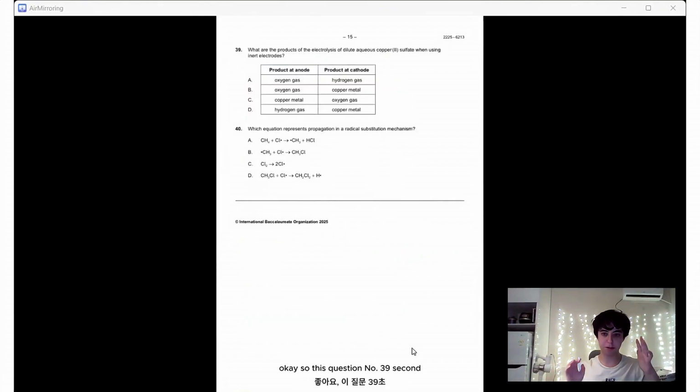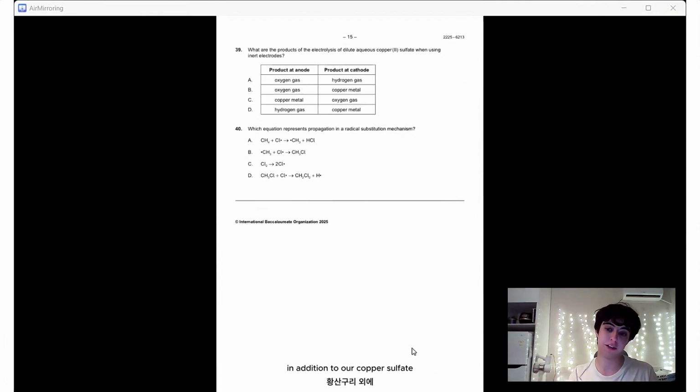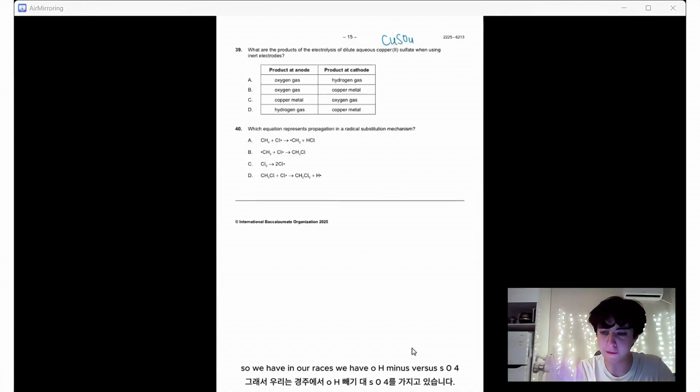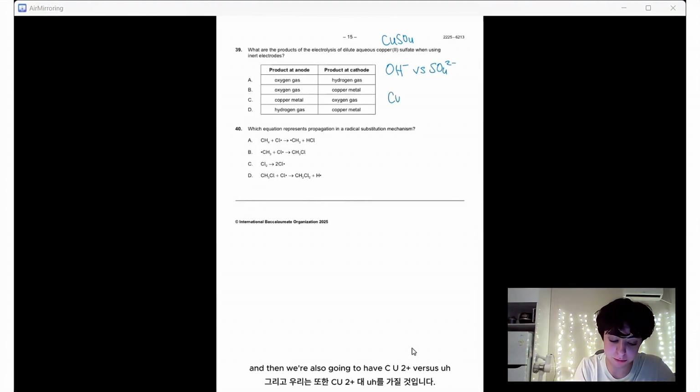Okay, so this is question number 39, second to last question. What are the products of the electrolysis of dilute aqueous copper(II) sulfate when using inert electrodes? The inert electrodes bit is telling us this is not electroplating. So we have competition at each electrode, because in addition to our CuSO4, we also have water. So in our races we have OH minus versus SO4 2 minus, and we're also going to have Cu2 plus versus H plus.